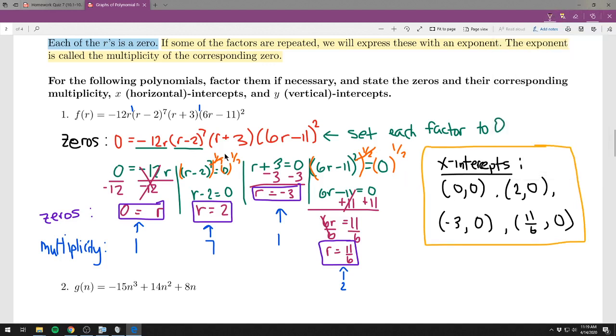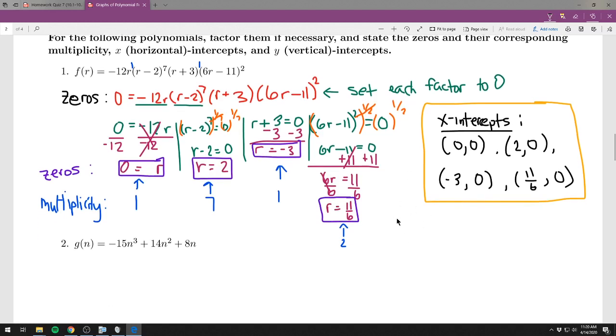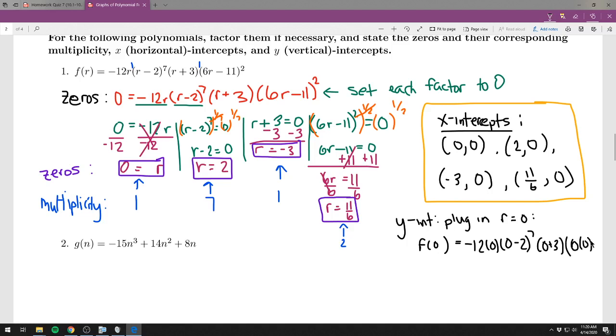The last thing we're going to ask for is the y-intercept. For the y-intercept, we plug in 0 for x, or in this case, r, since that is our input value into our function. We got f of 0 equals, plugging in 0. Some of you may already see what's going to happen. We got 12 times 0 times 0 minus 2 to the 7th times 0 plus 3, 0 for r, times 6 times 0, which is going to be 0 minus 11 squared.